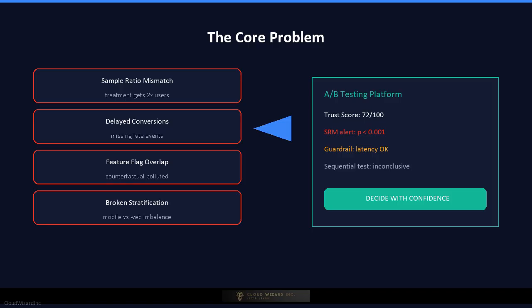A bug in the assignment service causes one variant to receive twice as many users as the other, which is a sample ratio mismatch. A delayed event pipeline makes the treatment look worse because late conversions are missing. A feature flag rollout overlaps with the experiment, polluting the counterfactual. Mobile and web users are bucketed differently, breaking stratification. The platform must isolate true causal impact from these operational biases, and it must do so for thousands of concurrent experiments across hundreds of millions of users.